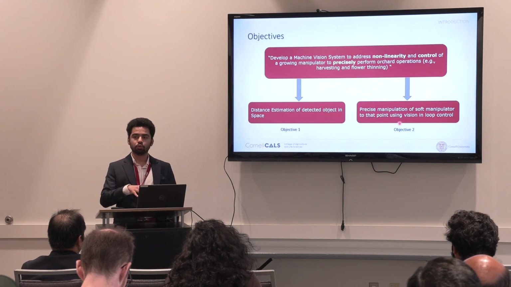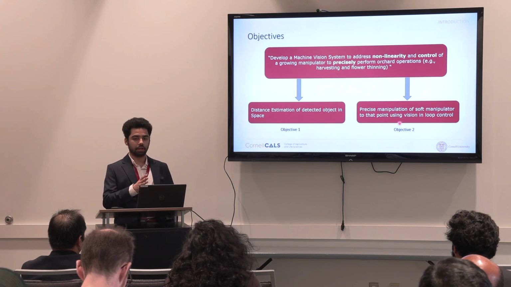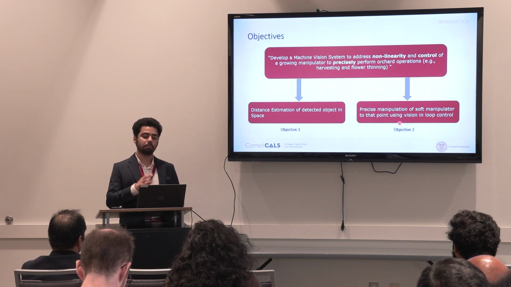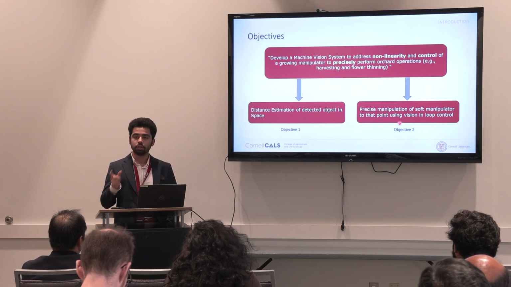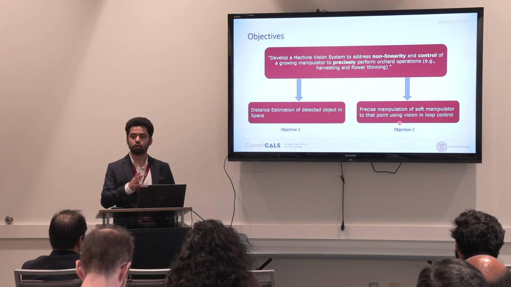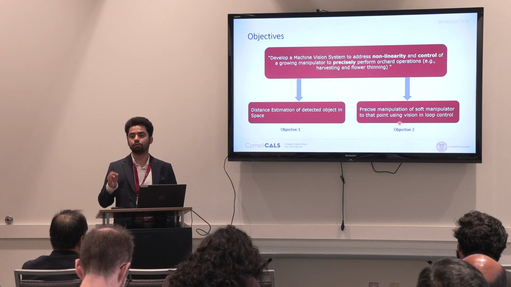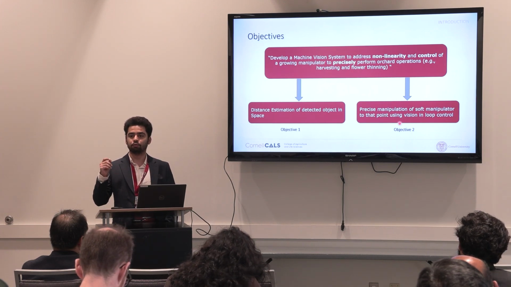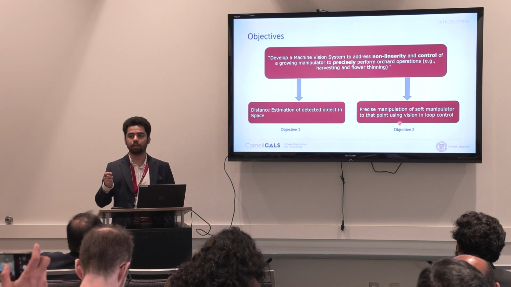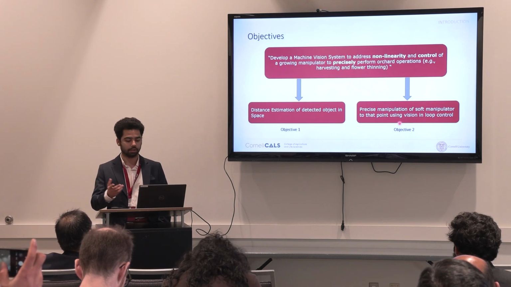So now coming to what I am doing, my objective is to develop a machine vision system to address the non-linearity that is associated with soft robotic manipulators and to perform precise tree fruit operations, that is either fruit harvesting, and in fruit I mean apple for my use case, and flower thinning.